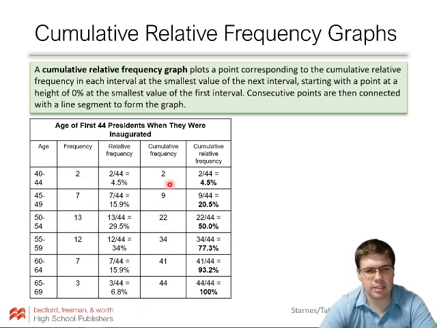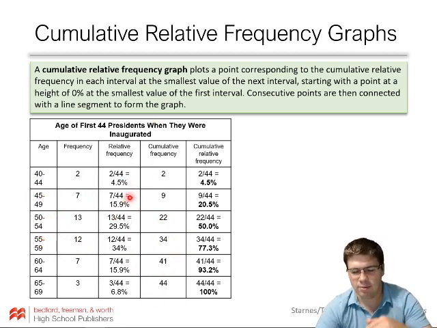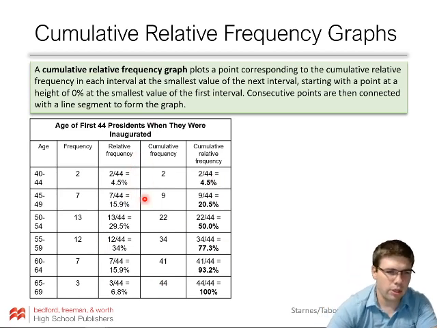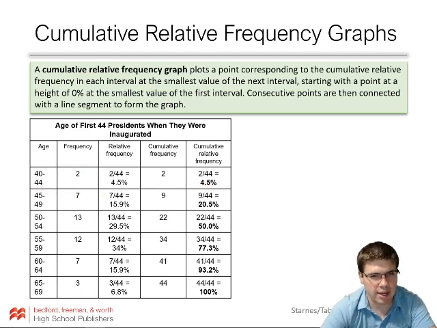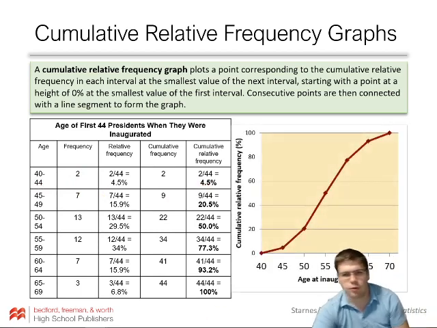The other way we could have done this is to go cumulative first and add 2, and then add 7 more. We get up to 9, cumulative 9 or less than or equal to this interval, 22 or less than or equal to this interval, 34 or less than or equal to that interval, and then convert those to relative frequencies. So you can either go relative first and then cumulative, or cumulative first and then make it relative by dividing each of those by 44. And so that's how we can get to those. Then if we plot a graph of this, starting at 0% at the left, so there's 0% less than or equal to 40, and then by the time we get to 44, there's 4.5%. If we graph that, we get this cumulative relative frequency graph.